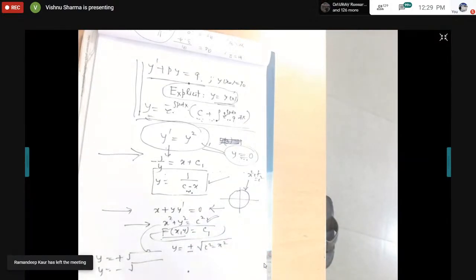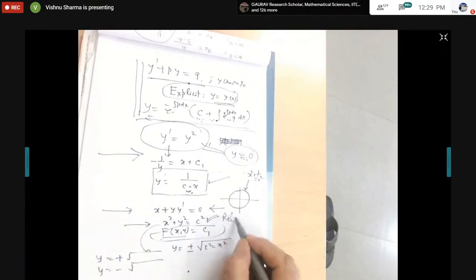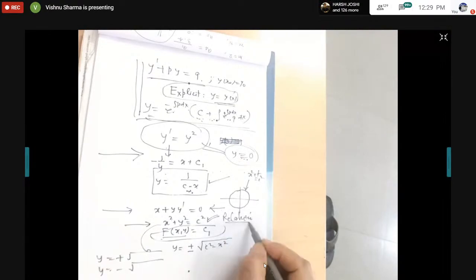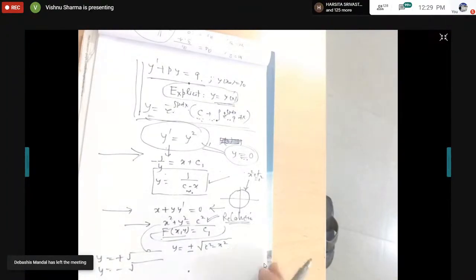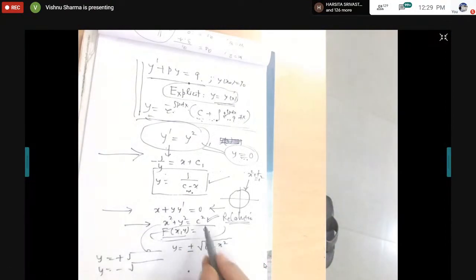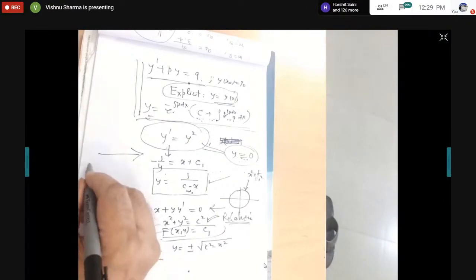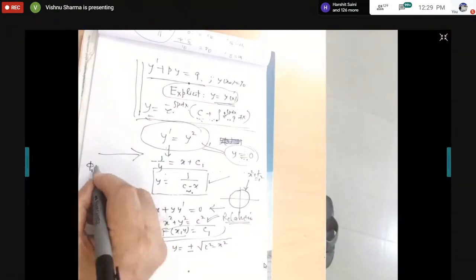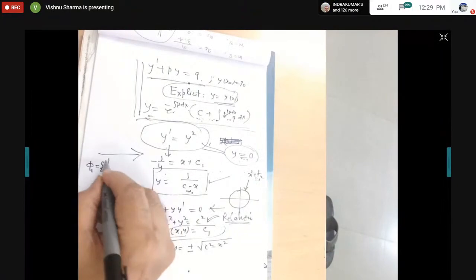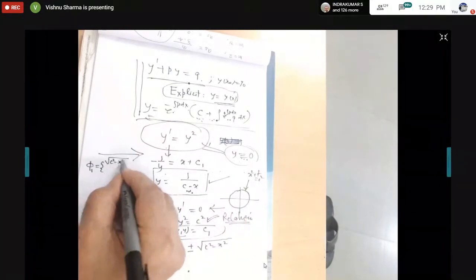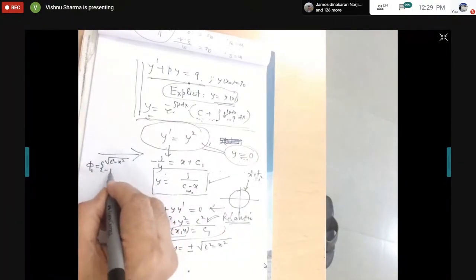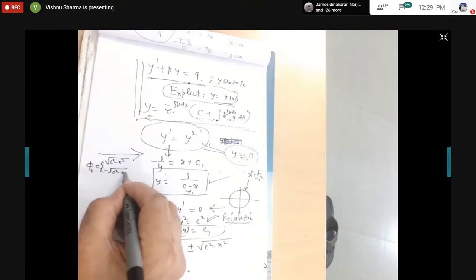It is a relation. It does not represent a function. It is a relation. Okay? As a matter of fact, there are several functions which satisfy it. For example, I can take this function phi1. What is that phi1? I can take this as square root of c square minus x square, and I can take this as minus square root of c square minus x square.